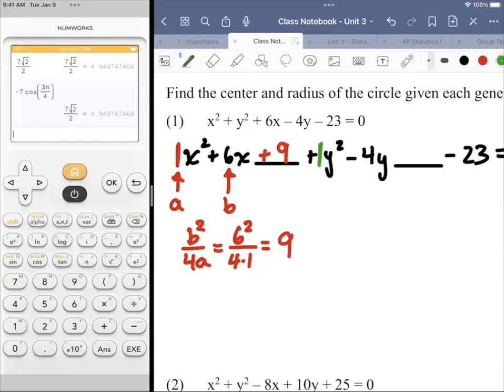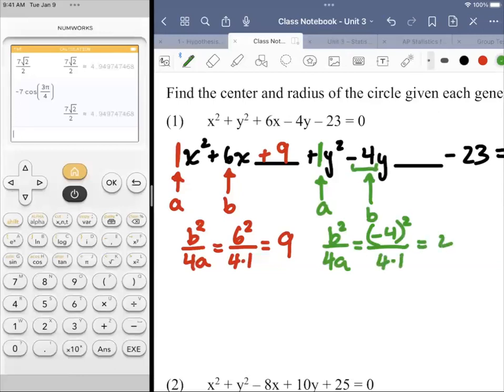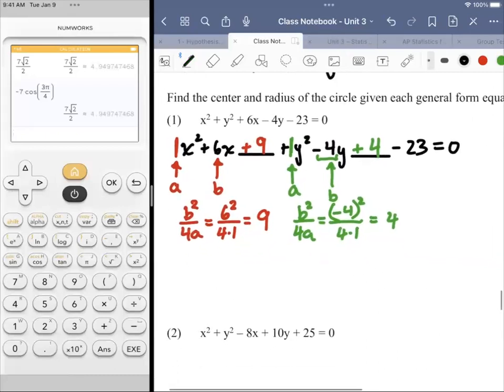There's an understood 1 here. So that's another a. And this is a b. So do another b squared over 4a. So negative 4 squared over 4 times 1. 16 over 4 is 4. So positive 4 goes in here. Now, with all the markups and everything, it's kind of messy, but we'll get to that in a minute.